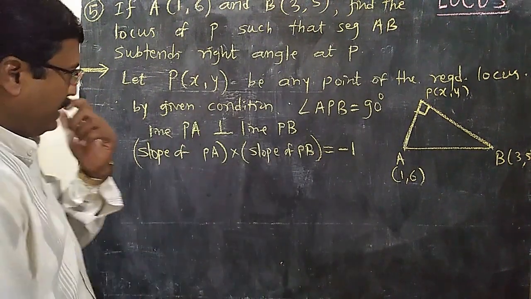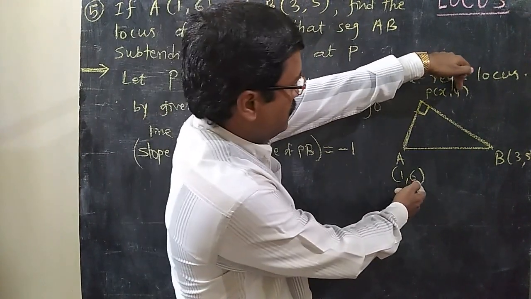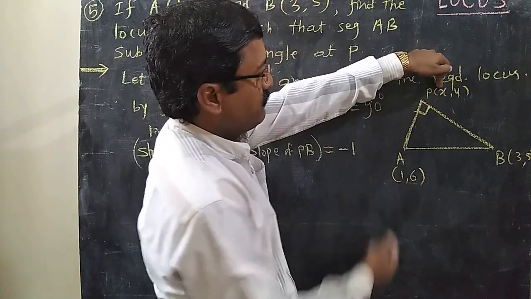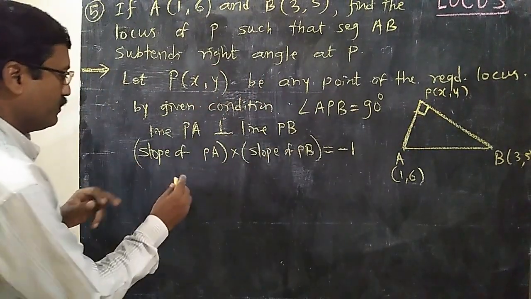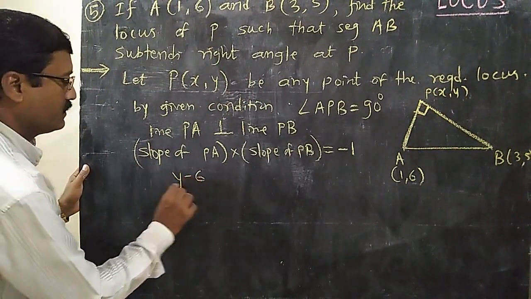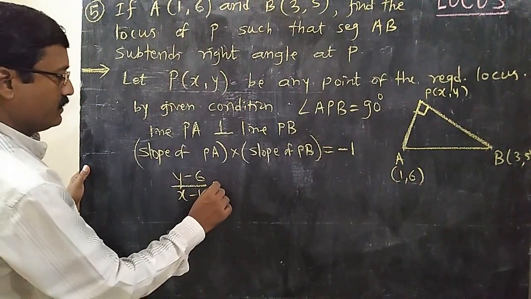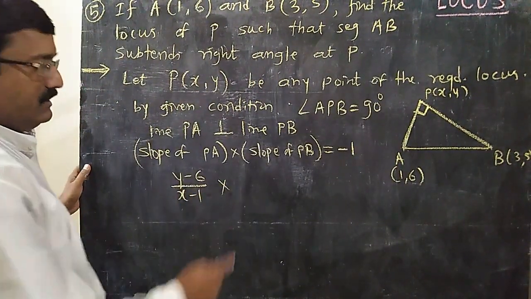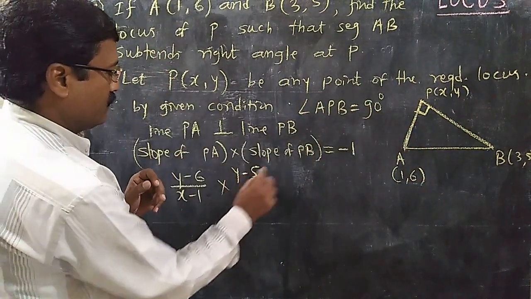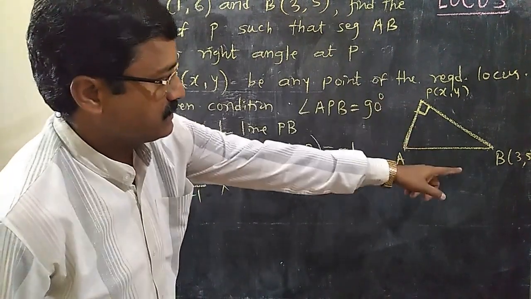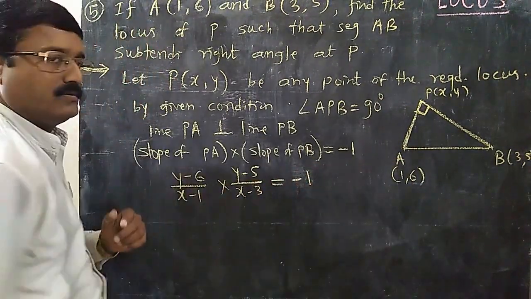So what is the slope of PA? Slope of PA is nothing but the difference between y coordinates upon difference between x coordinates. Let us take the difference between y coordinates as y minus 6. So slope of PA becomes y minus 6 upon x minus 1, into what is the slope of PB? In the same way, y minus 5 upon x minus 3, and this is equal to -1.